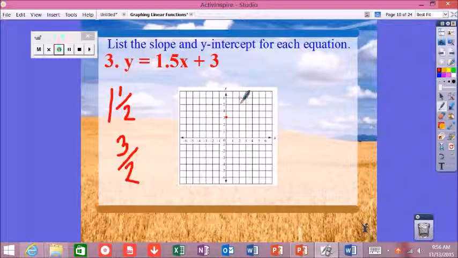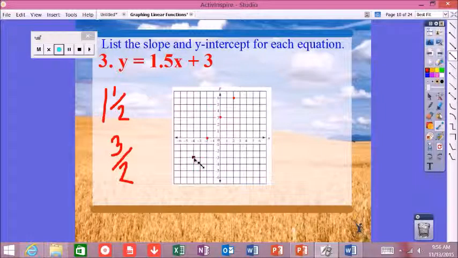Rise 3, run 2. I'm out of space at the top, so I'm going to go backwards. I'm going to drop 3 and run to the left 2 because a negative 3 and a negative 2 make a positive 1.5. Drop 3, run 2. And using a straight edge, you're going to draw your line by connecting all of your points. And remember to put little arrows at the end because we are graphing lines, not segments.